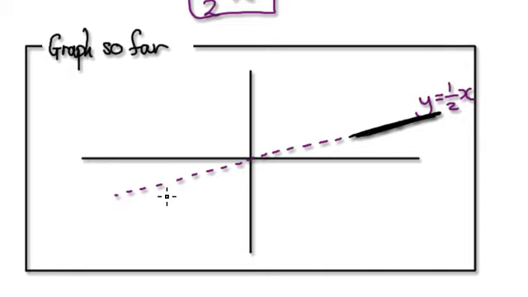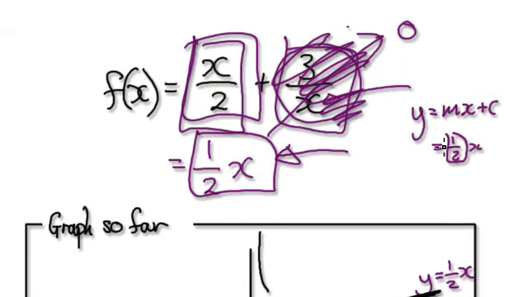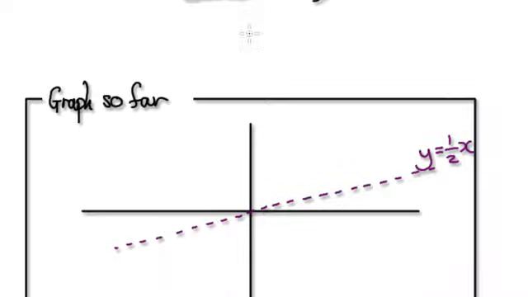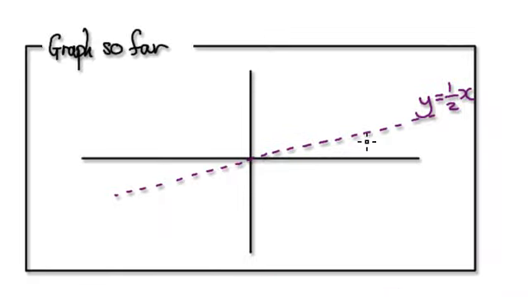And then when x is very, very small, you can use the same argument and it would do something like this. So our graph so far looks something like this and something like this. But as x gets very, very, very large, it would behave like a straight line with a gradient of a half. So far our graph looks like this.